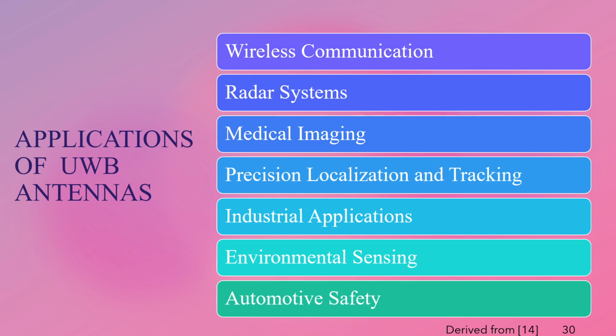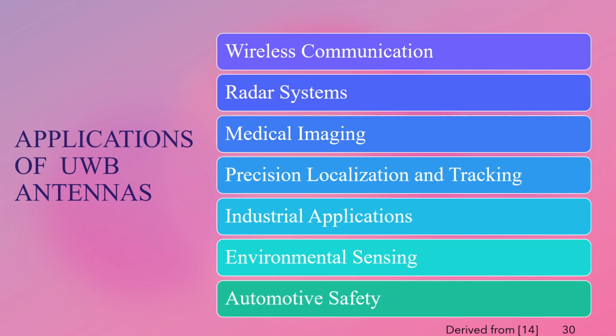Precision localization and tracking: UWB technology is used for precise indoor positioning and tracking. This is crucial in applications like asset tracking in warehouses, indoor navigation, and locating people in emergency situations. For industrial applications, UWB antennas are employed for level sensing in industrial tanks, object detection in manufacturing processes, and monitoring the movement of goods in warehouses. Their ability to work in harsh industrial environments makes them valuable in these settings.